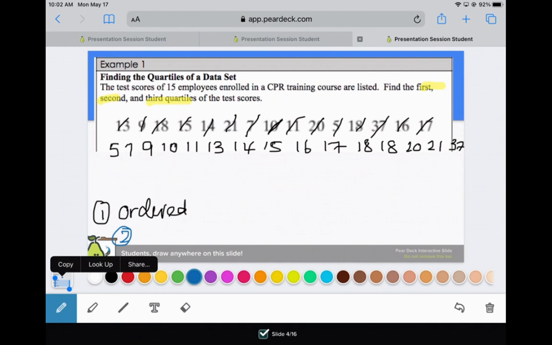Step 2, I will find the median of this list. So find the median.